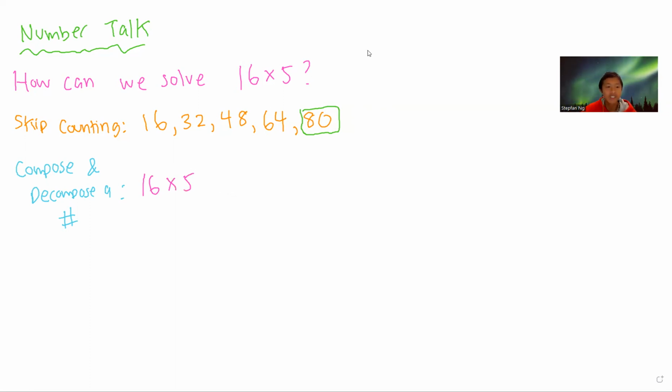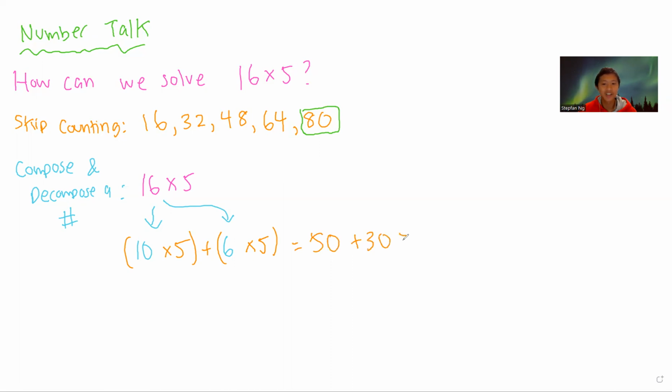Well, for 16, we want a nice number. 10 is a nice number. And then 6 is also a nice number. But keep in mind that we're multiplying by 5. So we still need to keep 5 consistent for both of them. So we decomposed it into two parts. And then we're going to recompose it by putting it together. So we know 10 times 5, well, that's 50. And then what's 6 times 5? That's 30. And that's another way we can get 80. But that's another method.